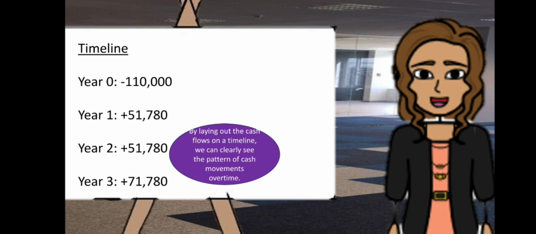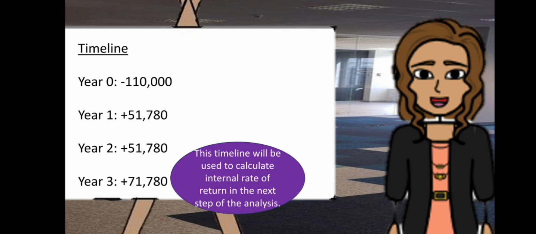end of the project. By laying out the cash flow on the timeline, we can clearly see the pattern of cash movements over time. This timeline will be used to calculate the project's net present value and internal rate of return in the next step of the analysis.